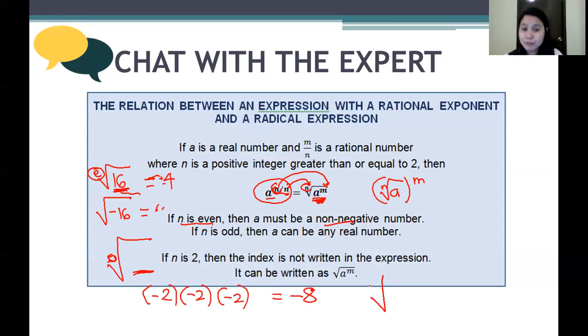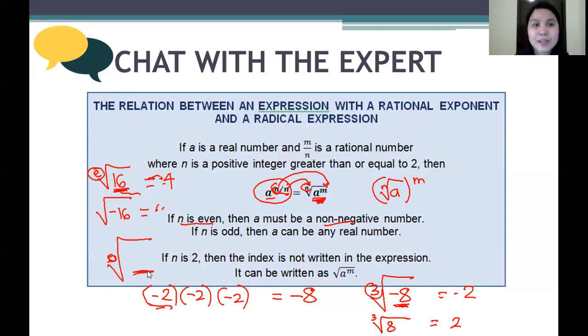So if we are looking for the cube root of negative 8, like this one, what should be the number that, when multiplied thrice by itself, will give you negative 8? Then the answer is negative 2. Or if you just have positive 8, then the answer will be positive 2. So again, if the index is even, our radicand must be positive. If our index is odd, the radicand can be negative.